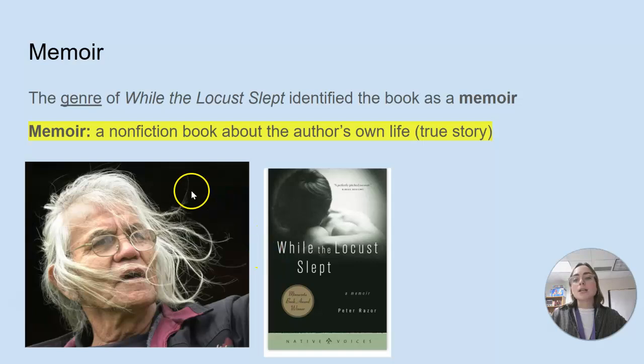So our book, While the Locust Slept, is Peter Razor writing about his life story. You might have also heard the term autobiography, which means something very similar. That is also a true story about the author's life. Autobiography tends to span someone's whole life, from when they were born up until when they're old. Memoir tends to focus on a specific section of someone's life. And so While the Locust Slept is telling us the true story of Peter Razor's childhood, from when he's born until he's about 17, 18 years old.